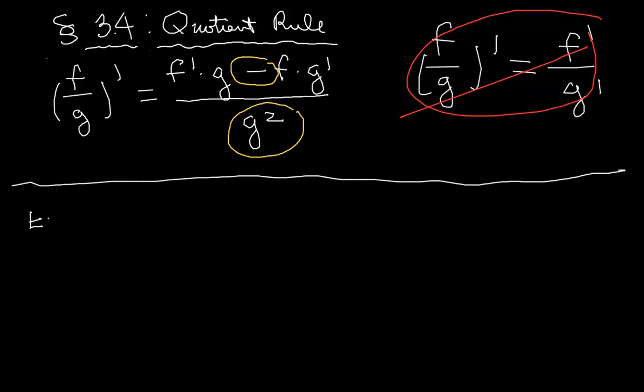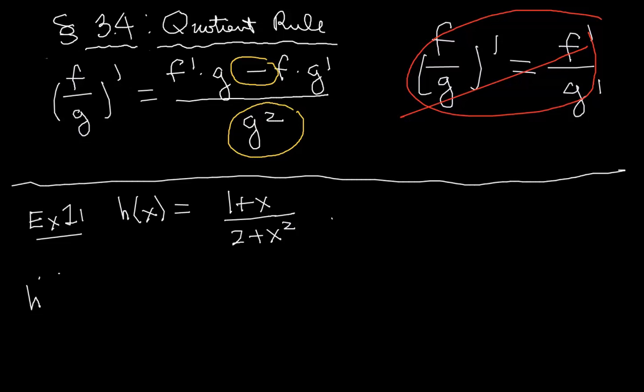Let's take a function h of x. For example, 1 plus x divided by 2 plus x squared, say. Well, let's make it plus. So the derivative of that is going to be what? Well, it's obviously a quotient, right? Because it's 1 plus x, one function, divided by 2 plus x squared, another function. Here's the top function, obviously, because it's on the numerator, and here's the bottom one.